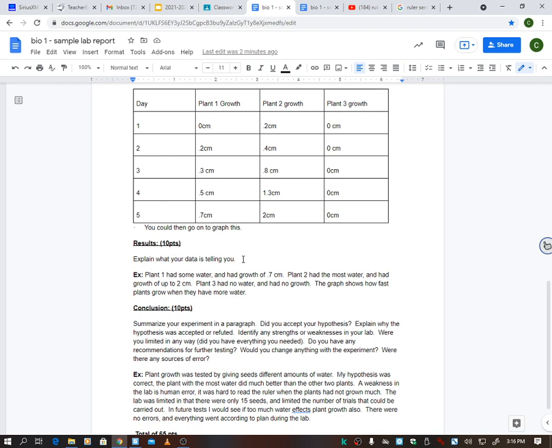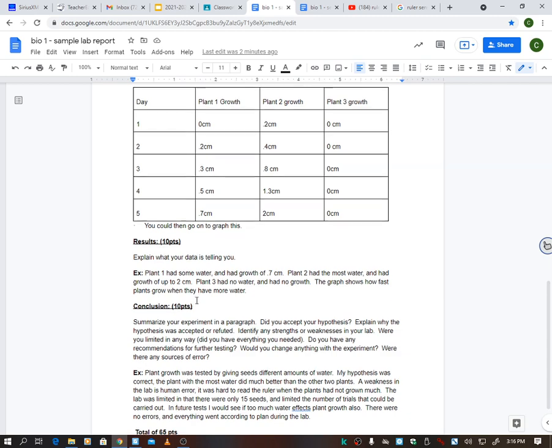I'm going to explain what this is telling me. What this is telling me is plant 1 had some water and had growth of 0.7 centimeters. Plant 2 had the most water and had a growth of up to 2 centimeters. Plant 3 had no water and had no growth. The graph shows how fast the plants grow when they have more water. All right, then my conclusion.